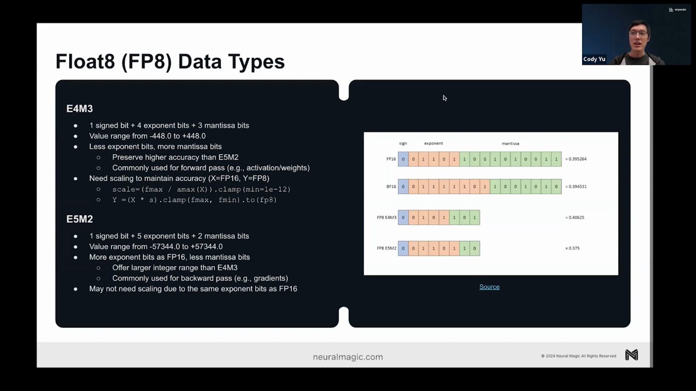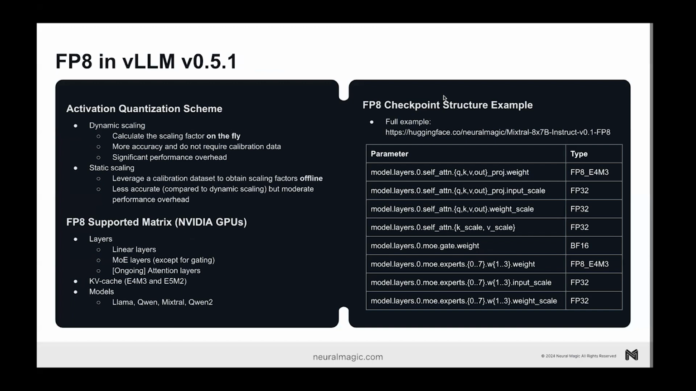So simply saying, casting from FP16 to FP8 E5M2 could be more efficient because you just need to cut out the mantissa bits without changing the exponent parts. Next slide, please.